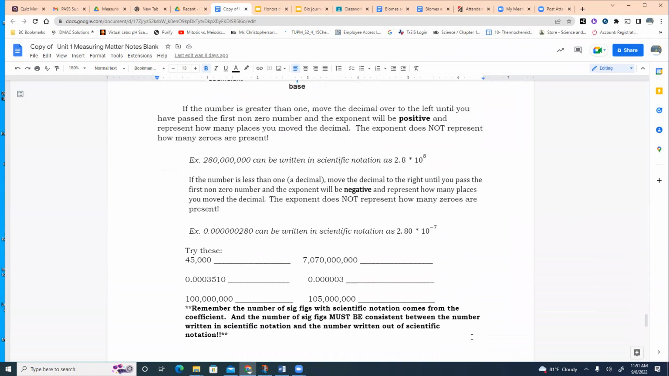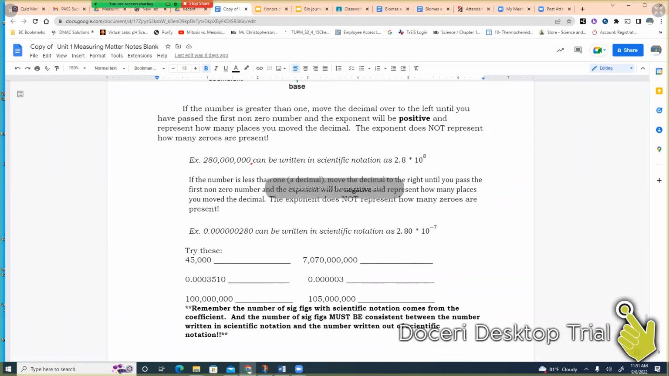Like for example, that 280 million, even though it's not written, we assume the decimal's right there. I'm going to move it 1, 2, 3, 4, 5, 6, 7, and 8. I move it until there's just one non-zero number in front of it. So then it becomes 2.8 times 10 to the 8th, because that's how many places I moved my decimal. Remember, your sig figs should stay the same. When I started, I only had 2 sig figs, so when I write my scientific notation, I only want 2 sig figs too.